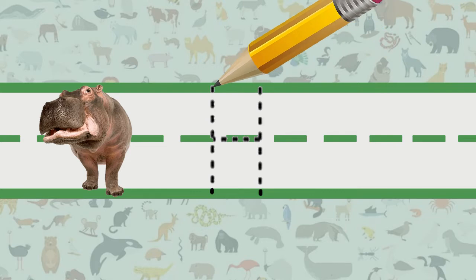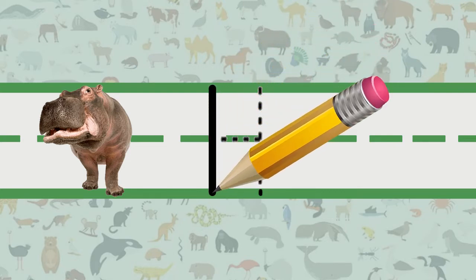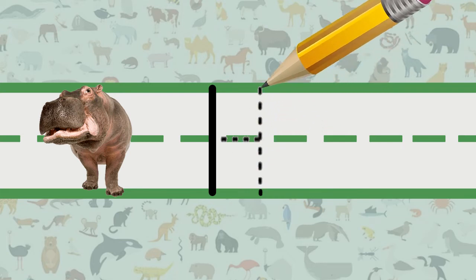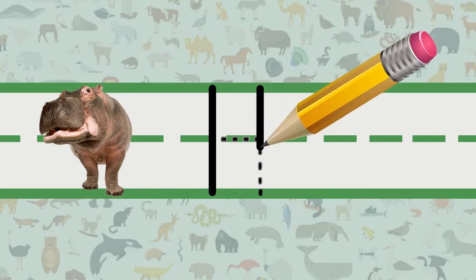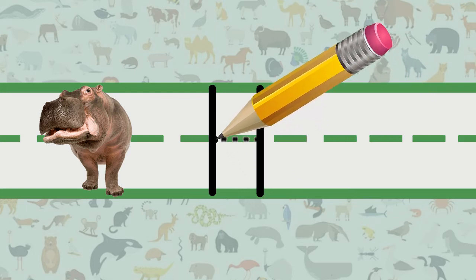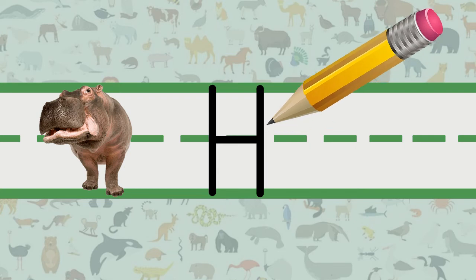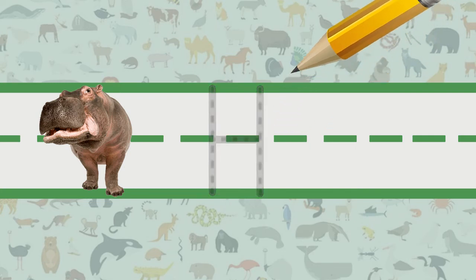Start at the top and draw a straight line down to the bottom. Then go back to the top and draw another straight line down to the bottom. Then go to the middle and draw a straight line from left to right. Good job. Let's do small h or lowercase h.